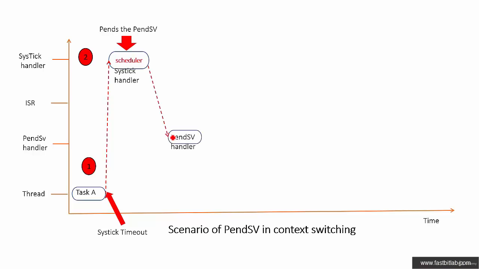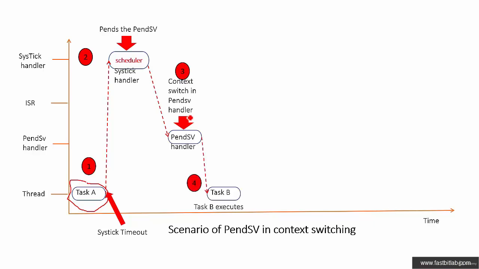When that SysTick handler exits, if there are no interrupts in the system, then the PendSV handler runs because the PendSV exception is configured for the lowest possible priority. So if there are no active interrupts, then PendSV will run. In the PendSV, the context switch will be done. Context switch means the context of this task will be saved to the stack and the context of the next task will be retrieved from the stack. And the PendSV handler schedules, or makes, the next task run on the CPU.